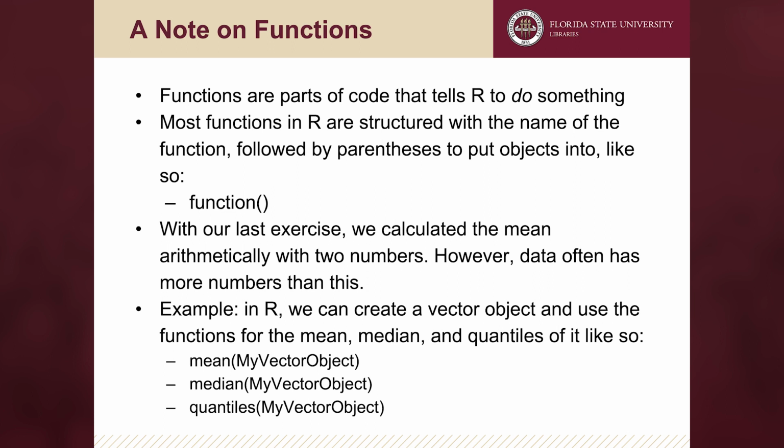Okay, so a function is when you give R instructions on how to do something. So we talked about the print function in the last exercise. We used the term print to get R to print the results for our arithmetic problem. And when you're doing a function, you write out the name of the function, followed by parentheses with your data in the parentheses. So in the last exercise, when we wanted to calculate an average, we just used arithmetic. But that isn't always efficient with large data sets where there's lots of different values. So one way to do that a lot quicker is using the mean function. You can also do this with median and quantiles.